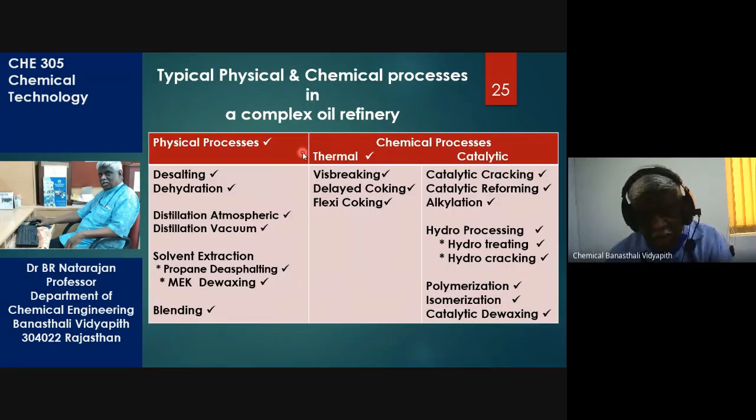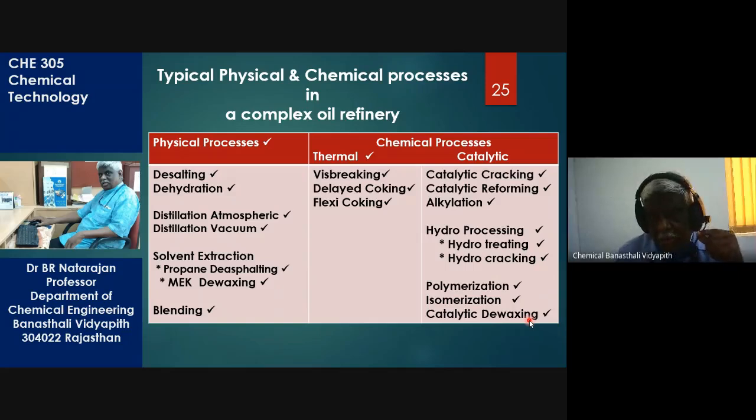So to wind up our discussion on the downstream processes in the refinery, we have seen the physical processes and chemical processes. In the physical process, we saw desalting, dehydration, atmospheric distillation, vacuum distillation, solvent extraction with examples of propane deasphalting, methyl ethyl ketone dewaxing, and blending. See, blending is nothing but I have an alkylate product, I have a reformer product, I have a hydrocracker product, I have an FCC product, I have the straight run product, and I do blending the way I want to have my required grade of petrol. Okay, and in the chemical process, we had thermal and catalytic, and in thermal, we saw visbreaking, delayed coking, and flexicoking, and in catalytic, we saw catalytic cracking, catalytic reforming, alkylation, hydroprocessing, where hydrotreating and hydrocracking we saw, polymerization, isomerization, and catalytic dewaxing.